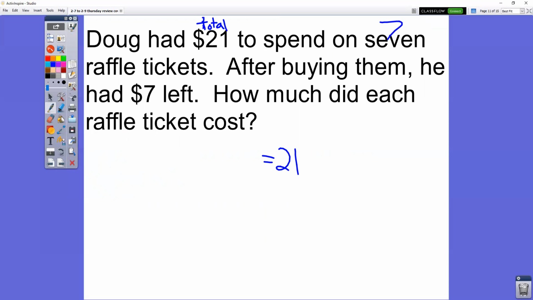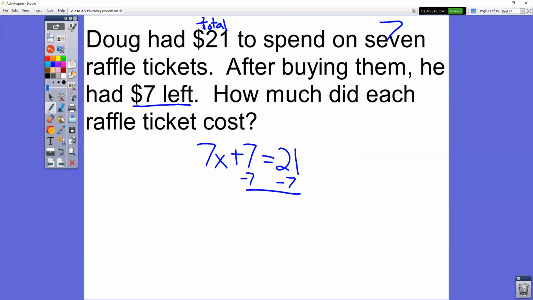He's buying 7 raffle tickets, and after buying that, he had $7 left. We need some sort of equation that equals the 21. So what is he spending and how much does he have left equals the 21. Well, 7 raffle tickets times the price of 1 raffle ticket. That's going to give you the amount that he spent on raffle tickets. But then it said he had $7 left. So the amount that he spent plus the $7 that he had left equals the $21 that he had to start off with. So this would be your equation.